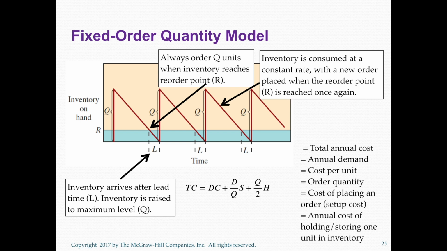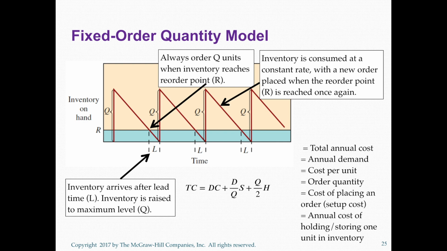Let's take a look at the fixed order quantity model within a multi-period inventory system. The fixed order quantity model identifies a specific point at which an order is placed and the size of that order. We are going to order when the amount on hand drops below a reorder point. So in this case, we are going to order Q units when inventory reaches reorder point R.